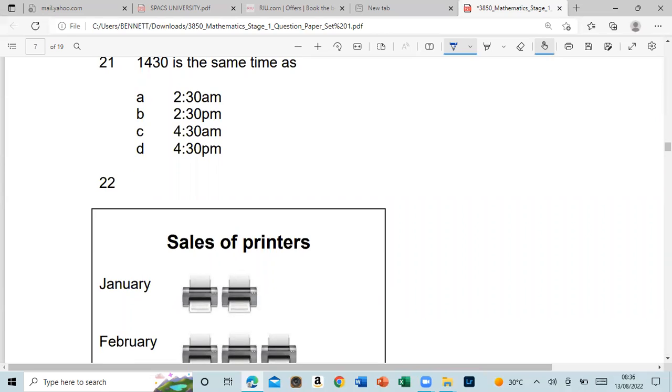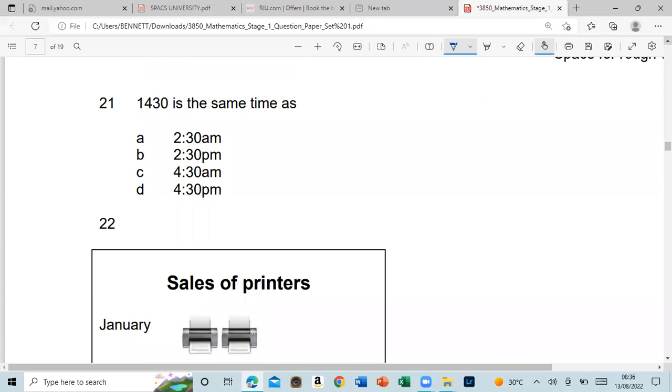Army time, 14:30 is the same time as, is it 2:30 a.m., 2:30 p.m., 4:30 a.m., or 4:30 p.m.? Sir, 2:30 p.m. Very good. That is correct. Well done. All right, let's move on to 22.